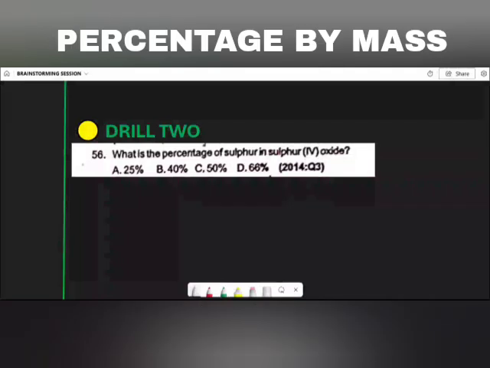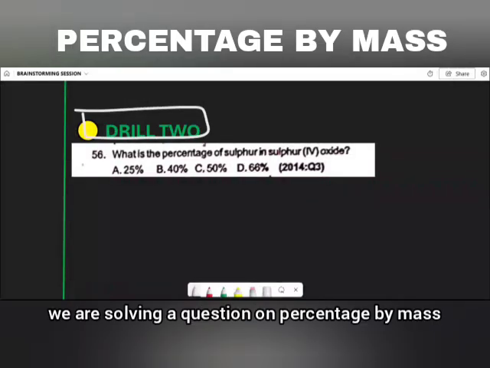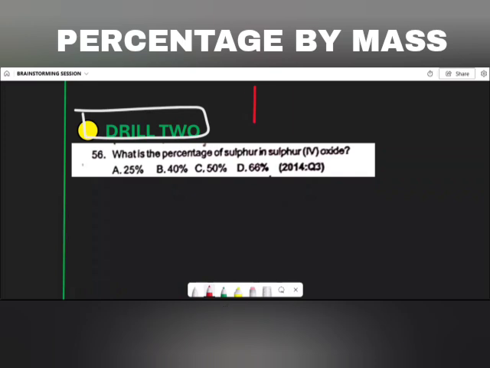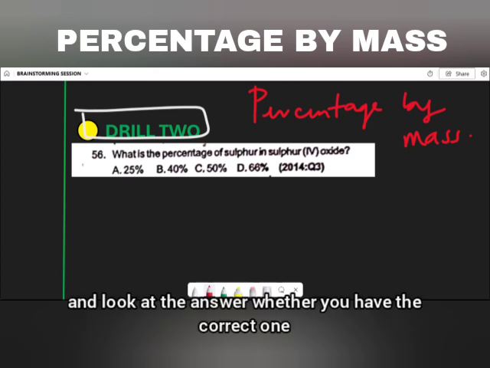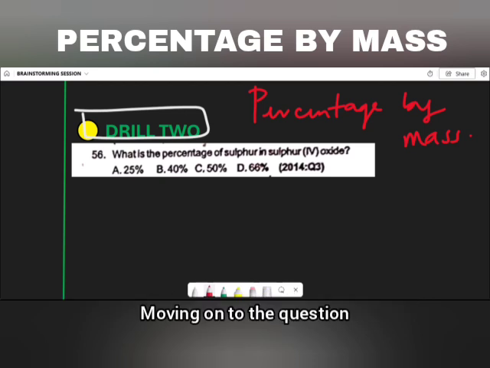We are solving a question on percentage by mass. Now, how do we solve percentage by mass? You know you can solve this question. You can pause the video, then look at the answer to see whether I have the correct one. Moving on to the question, how do we solve percentage by mass?